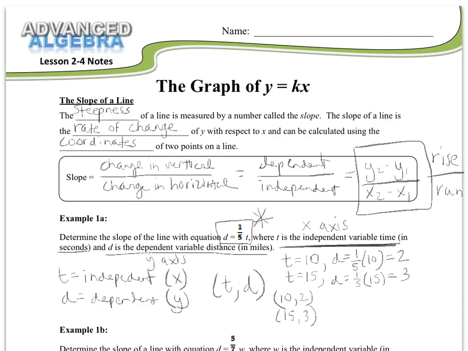Okay, now our slope is y2 minus y1. So 3 minus 2, and it's x2 minus x1, 15 minus 10. So our slope is 1/5, or 1 mile over 5 seconds. Okay, let's work on the next example.